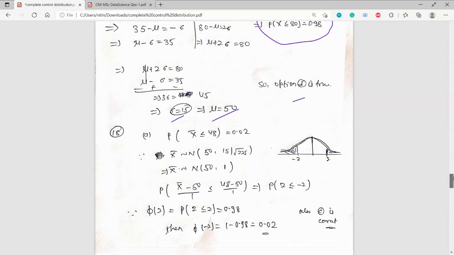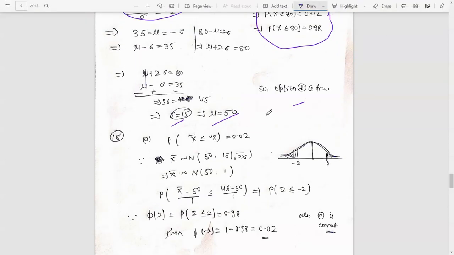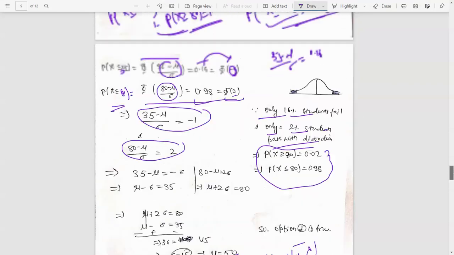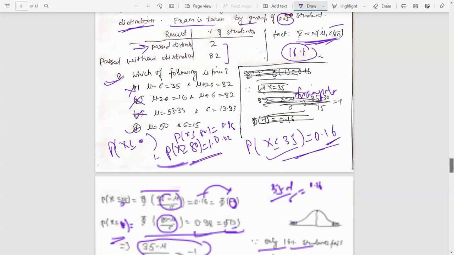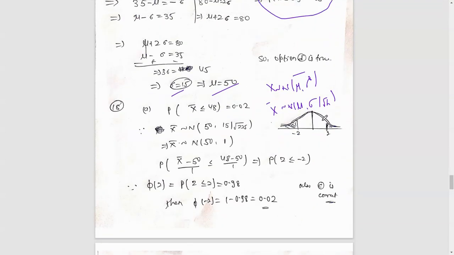We know that if x follows a normal distribution with mean mu and variance sigma squared, then x bar follows a normal distribution with the same mean mu and standard deviation sigma by root n. How do you know this? This fact is given in the question; I'm not just making it up. So sigma is equal to 15, and n is 225 students, so sigma by root n is 1. So x bar follows a normal distribution with mean 50 and standard deviation 1.